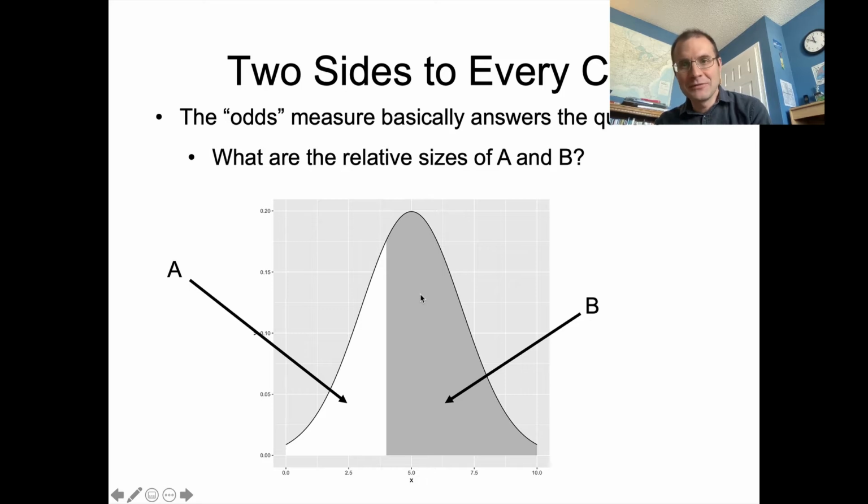But the answer we're basically trying to get at is the proportional answer. What are the relative sizes of these two sides of the distribution?